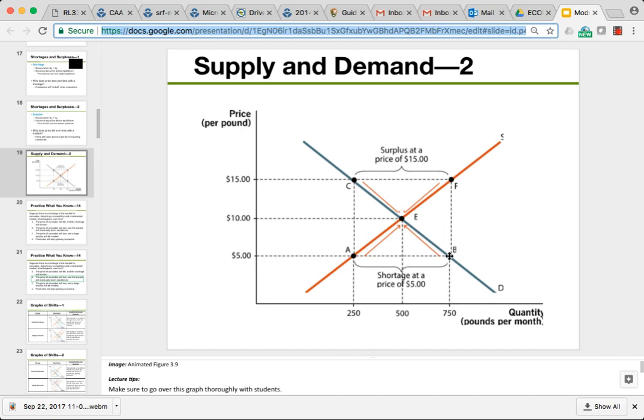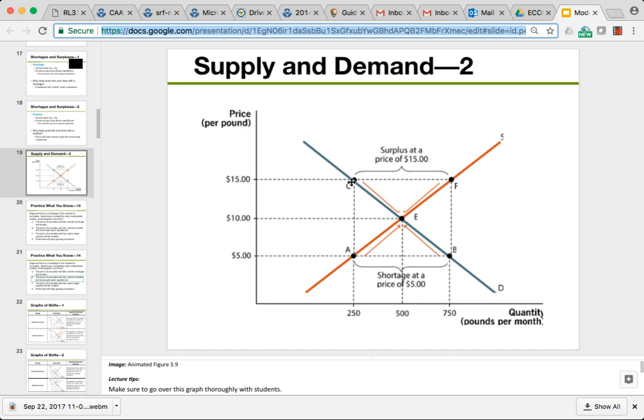Now, let's look at the case of a price that's greater than $10. That is, what if the price were $15 per pound instead? Well, here we see that at a price of $15 per pound, it intersects the demand curve at point C. And the quantity demanded at a price of $15 would be 250, which is consistent with the law of demand. At prices higher than $10, quantity demanded should be something less than 500, in this case 250.